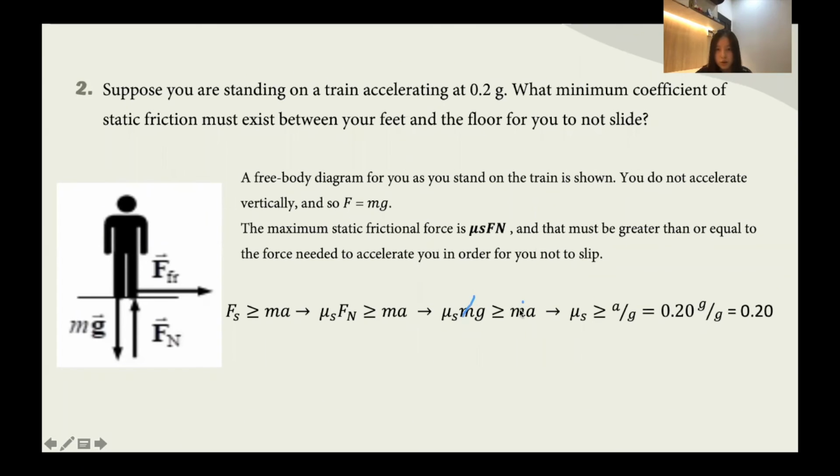mass, which gives us that the coefficient of static friction must be greater than or equal to acceleration divided by gravity. We input the acceleration, which in this question is 0.2 times gravity, so the minimum coefficient of static friction is 0.2 for you to not slide.